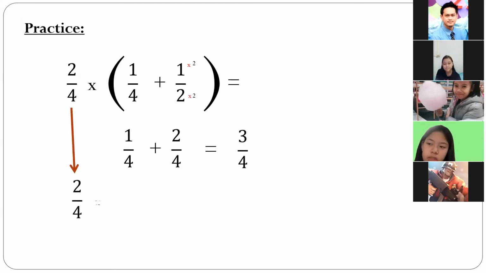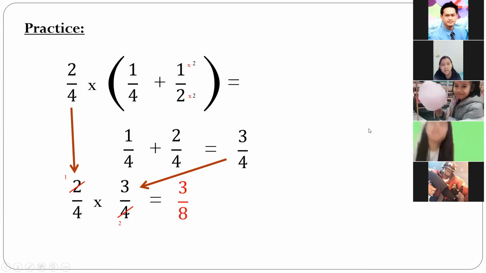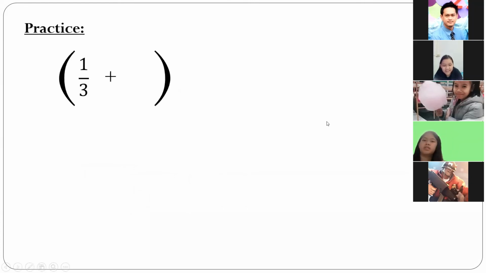The answer is, what's your answer? Are there any numbers that we can cancel? 2 and 4. Okay. The answer is 3 over 8. Next. 1/3 plus 5 over 6 times 3 over 4.